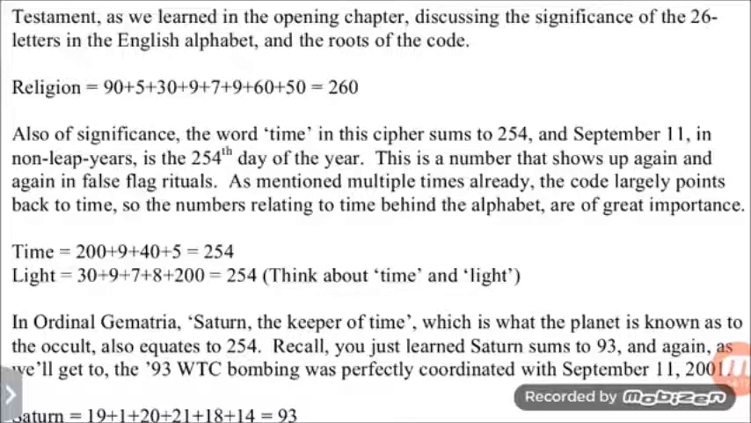Also significant, the word time in this cipher sums to 254, and September 11 in non-leap years is the 254th day of the year. This is a number that shows up again and again in false flag rituals. As mentioned multiple times already, the code largely points back to time, so the numbers relating to time behind the alphabet are of great importance. Time equals 200 plus 9 plus 40 plus 5 equals 254. Light equals 30 plus 9 plus 7 plus 8 plus 200 equals 254. Think about time and light.